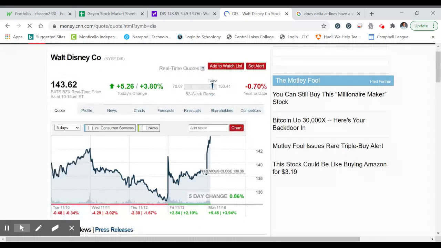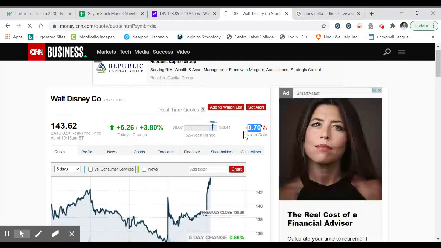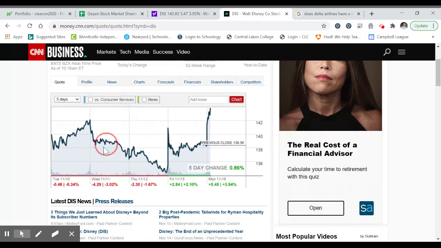So year to date, Disney's actually down. So it's down 0.7%. And part of that's from the beginning in March and April due to their parks being shut down would be my guess. But today it's up now $5 a share. So that's right up here. So it's having a pretty good day so far. Here, it just kind of shows what it's done in the last 5 days. So Wednesday and Thursday was pretty rough days.